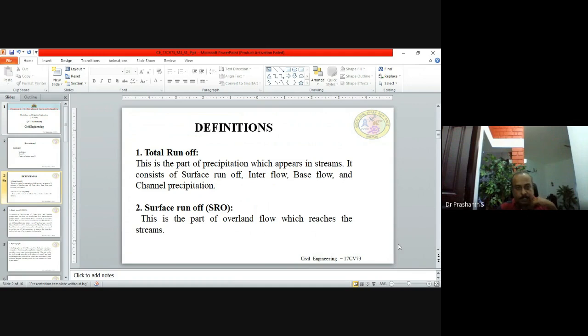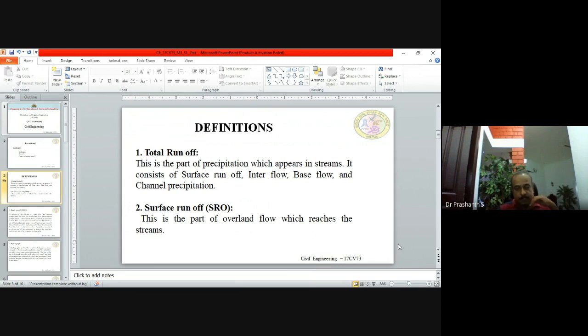Coming to the definitions, the first definition we are going to discuss is total runoff. This is the part of the precipitation which appears in streams. Precipitation means rainfall. This is the part of the rainfall which appears in streams. It consists of surface runoff, interflow, base flow, and channel precipitation.